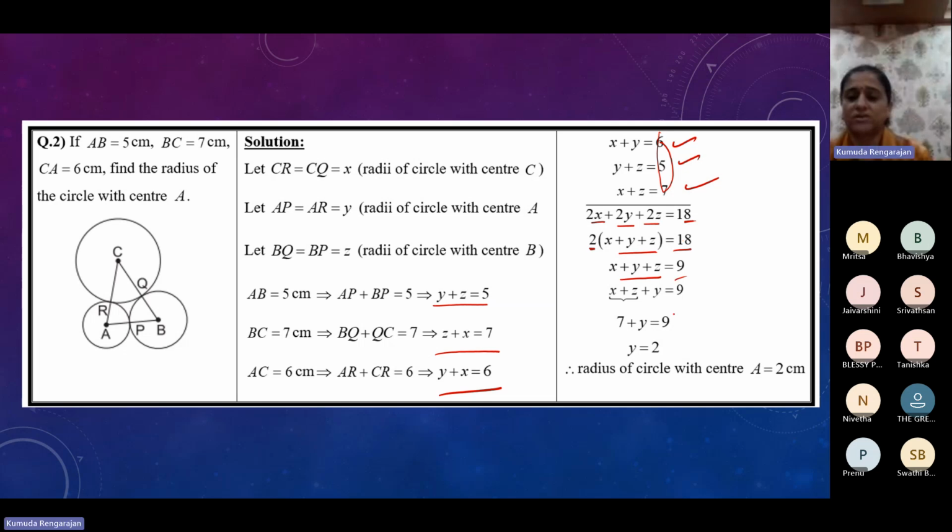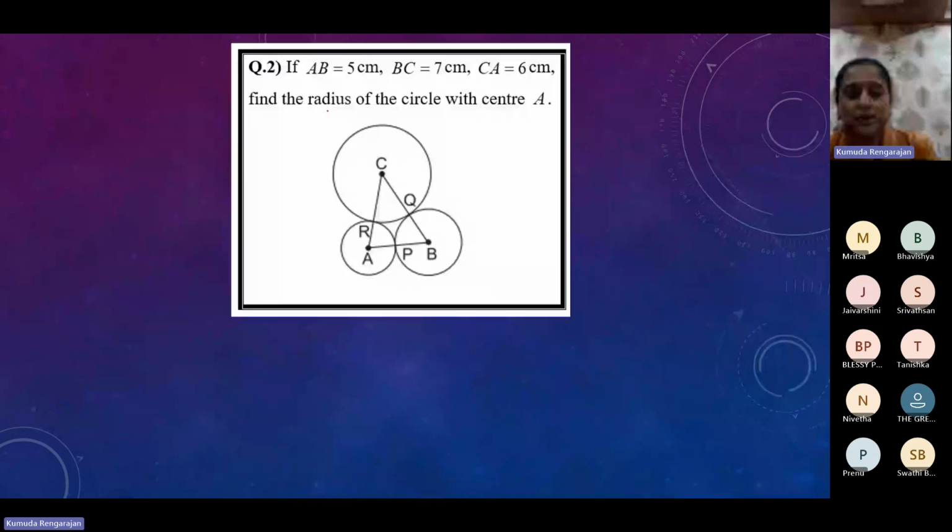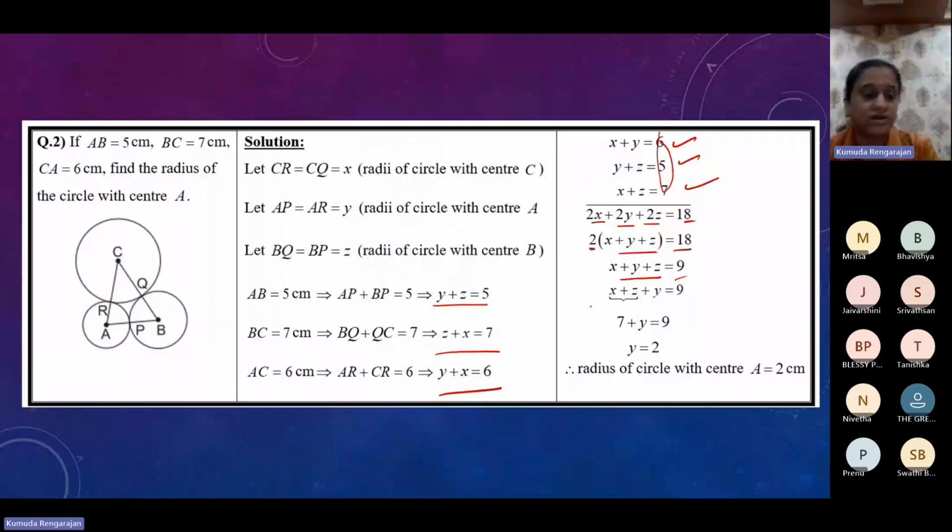Now what should you find actually? You should find the radius of the circle with center A. What did we call it? AP is called X, children. Here it's called X. AP and AR are called X. That is the radius of the circle with center A. So we need to find X. We have to find X, right?